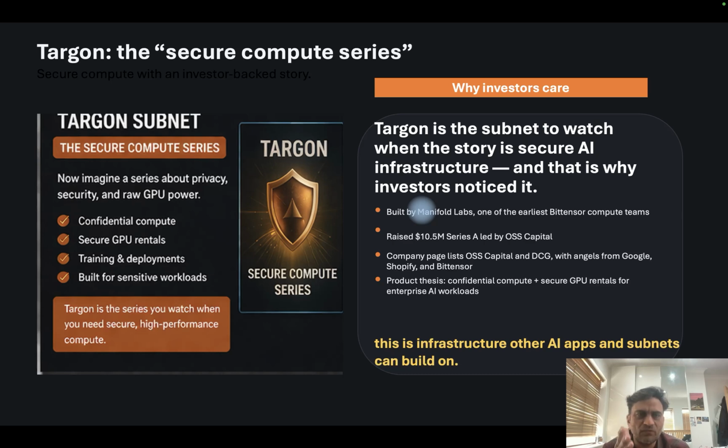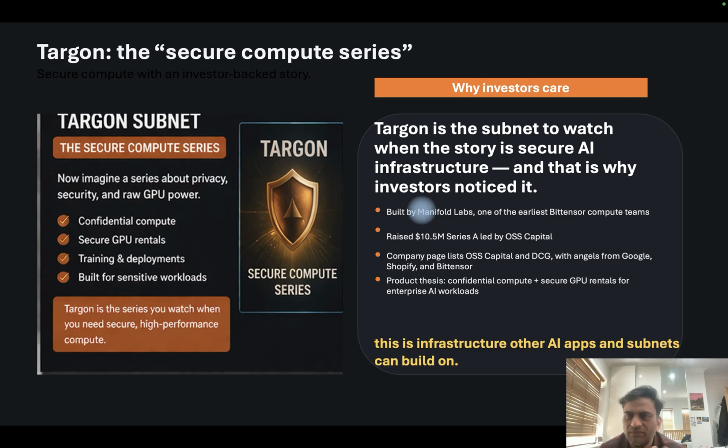So use cases: confidential compute, secure GPU rentals. It is used for training and deployment as well, and built for sensitive workloads. I think in future I would see it being more relevant to enterprises also, or use cases where a set of data needs to be accessed by a set of people only, and anyone querying the data, it should not be publicly available. So it's an interesting use case.